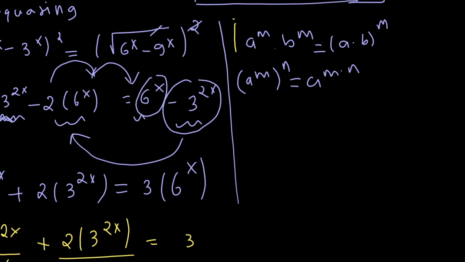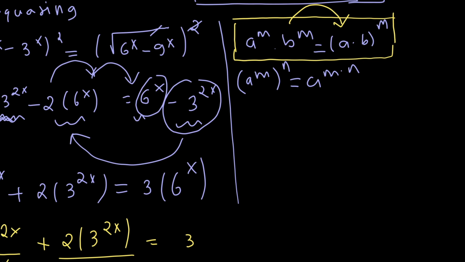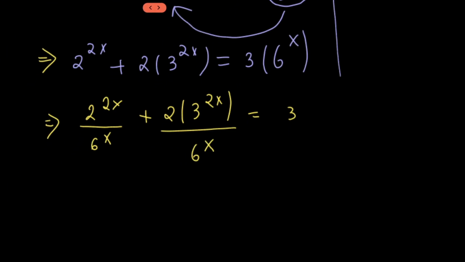a to the power m into b to the power m can be written as a into b, the complete power m. So if the exponential is in this particular form, it can be written this way, and if the exponential is in this particular form, it can be broken down to this one. So the same thing we will do with 6 to the power x. We all know that 6 can be written as 2 into 3 and the complete power x, and according to that exponential rule, 2 into 3 the complete power x can be written as 2 to the power x into 3 to the power x.